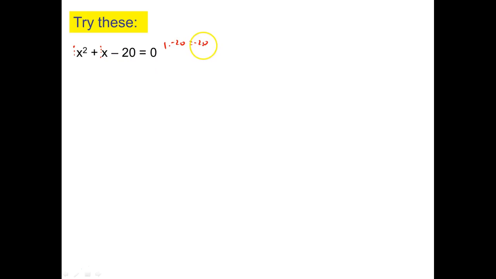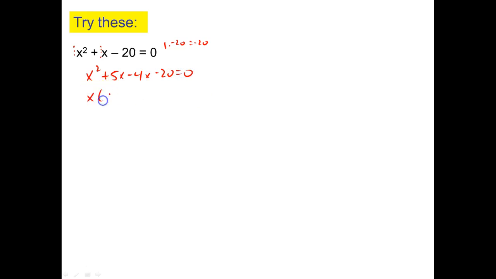Let's try some on our own here. Here's one for you to try. Pause the video, give it a shot. Okay, in the first case, an a value of 1, a b value of 1. 1 times negative 20 is negative 20. So I'm going to need two numbers that multiply to negative 20 that add to my 1. That looks like it's going to be a positive 5x and a minus 4x.